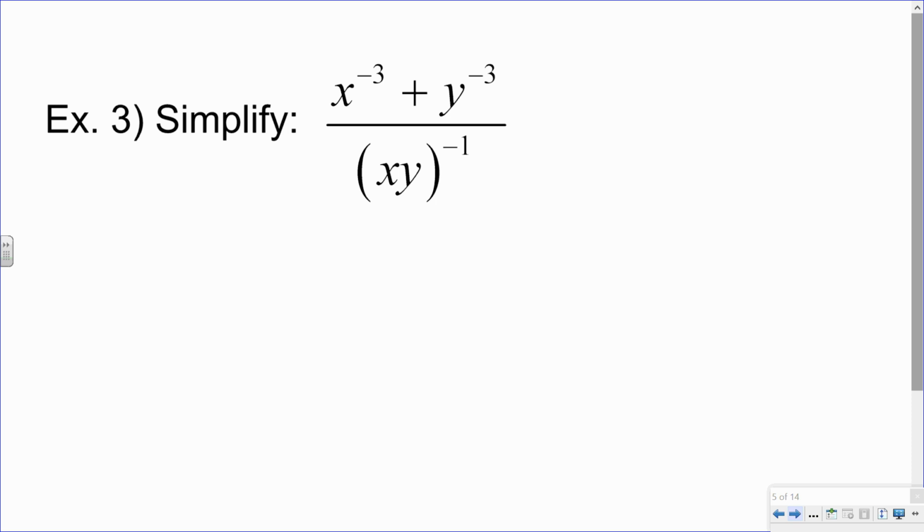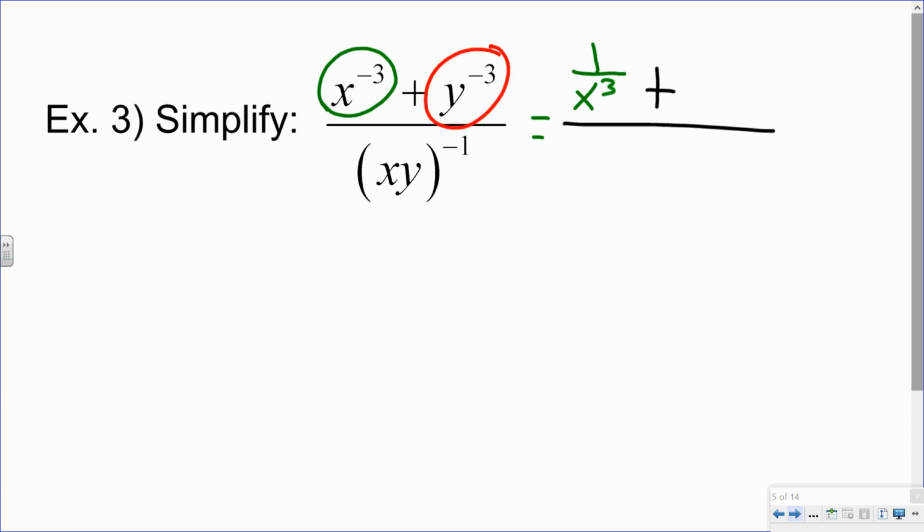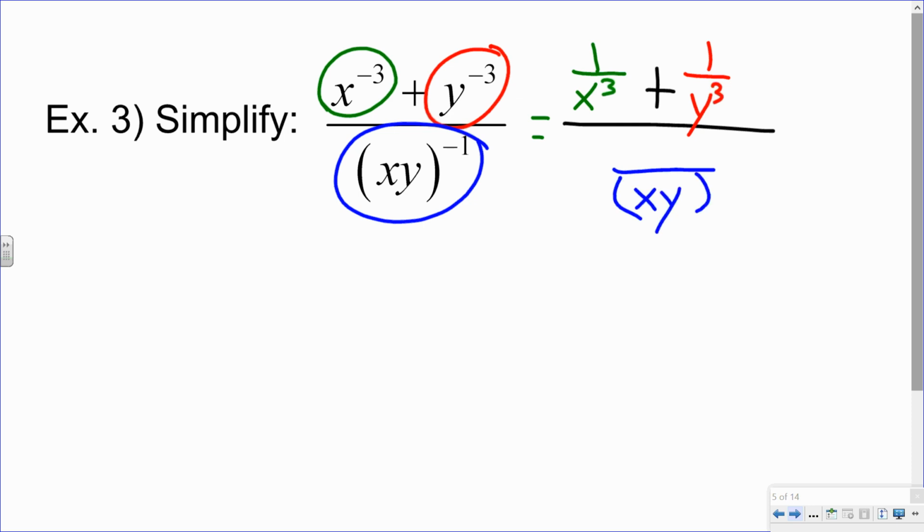So what we will do instead is we will take each of these little pieces one at a time. We will rewrite just x to the minus 3 as 1 over x cubed. Then we will write just the y to the minus 3 as 1 over y cubed. And we will do the same thing with parentheses to the minus 1 as 1 over parentheses to the plus 1. So 1 over xy. Everybody see that is equivalent.